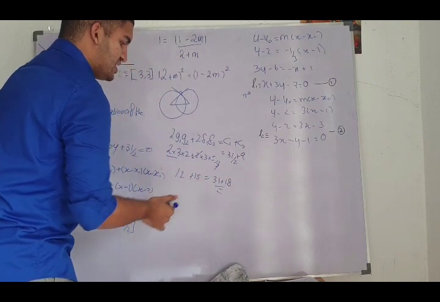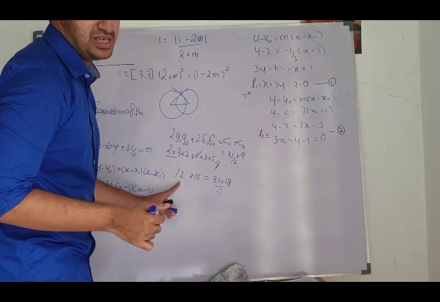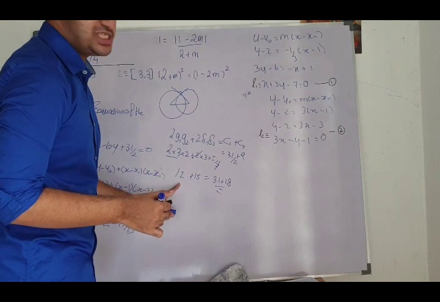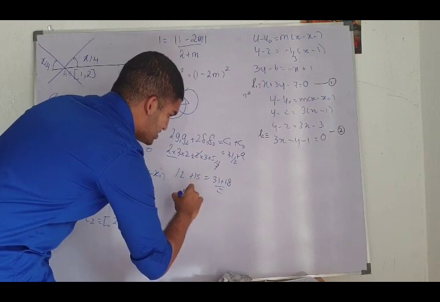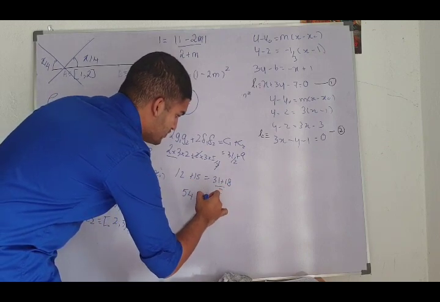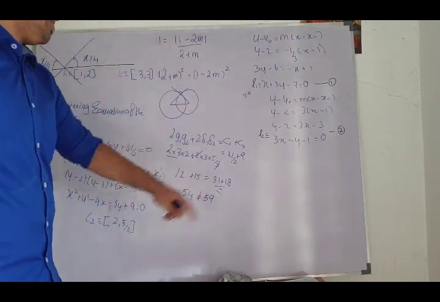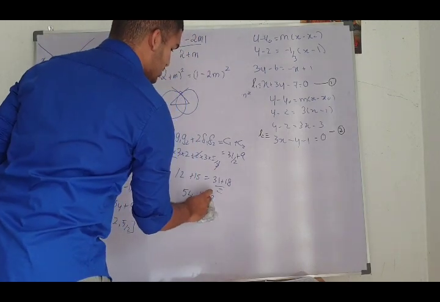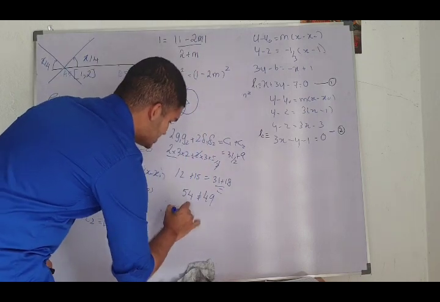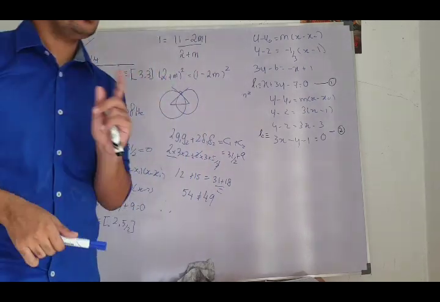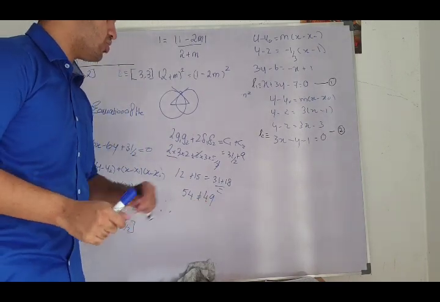So 12 plus 15 is going to be 27, and 27 into 2 will give you 54. This will give you 54 and this will give you 49, not equal. So the two circles are not orthogonal. You should clearly mention in your answer script, in your working, that these two circles are not orthogonal.